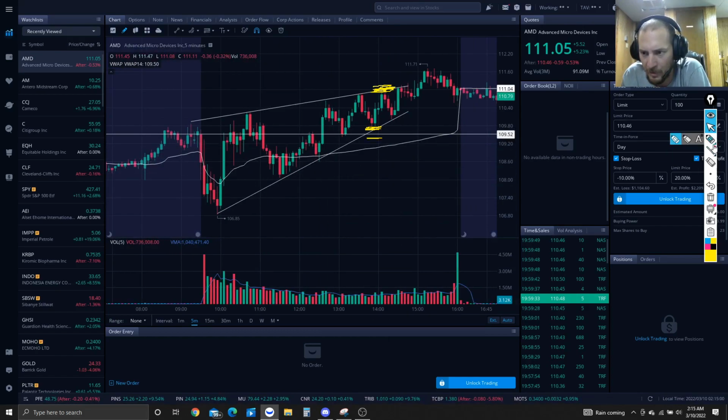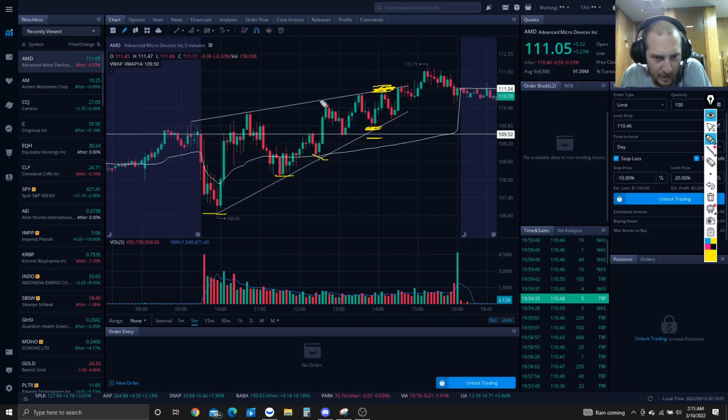This market hasn't been following through as well as it should lately, but any of these, probably not that one or that one, this would have been a good trade. This was a good trade. This was a good trade.